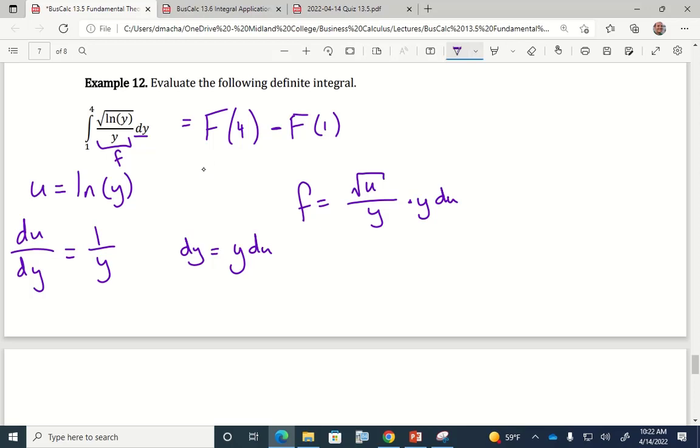So then the y's cancel, and this is just square root of u. And if I take the antiderivative, then the antiderivative of square root u is going to be... What did you say? Square root of u? Yeah, if my function lowercase f is square root u, what's the antiderivative of square root u? 3 halves u.